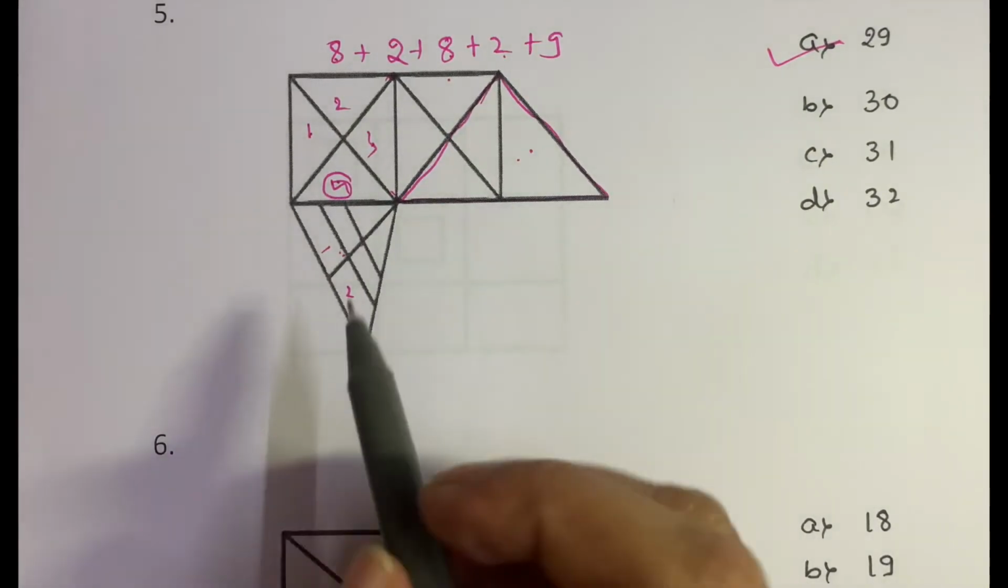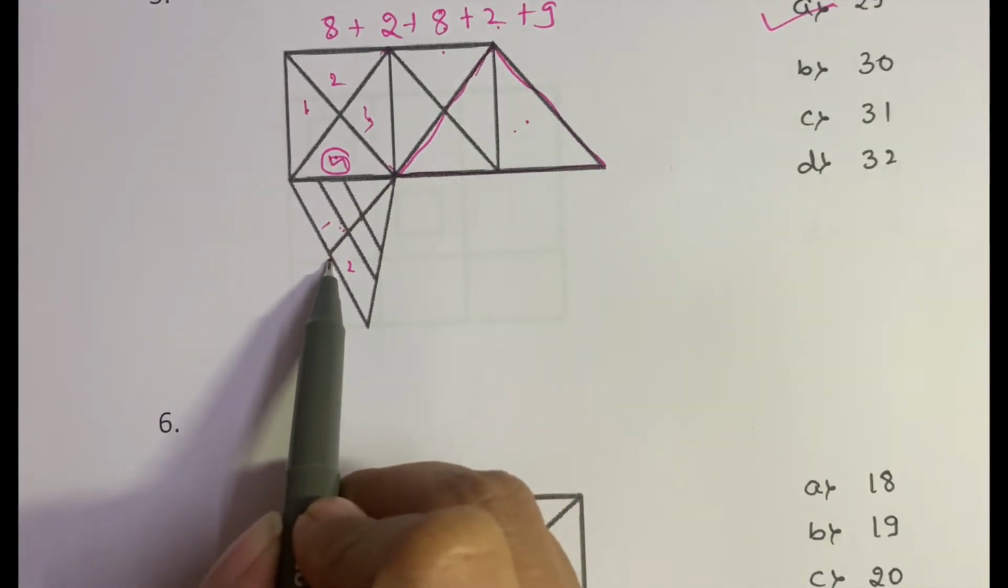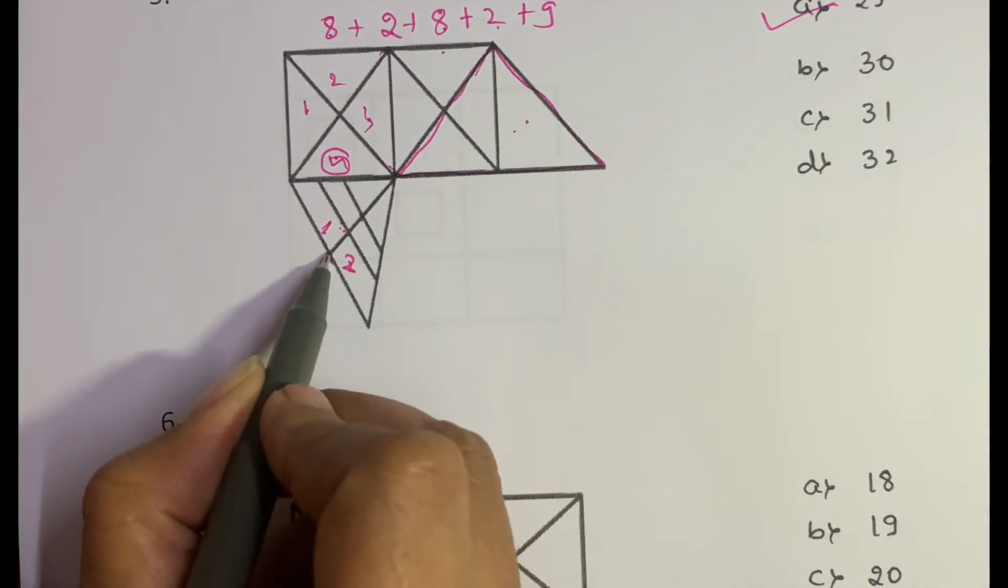If you know the tricks, then you can easily solve it. See, this is how we had counted this. If you remember those two tricks I had explained, 1 plus 2 is 3. How many horizontal lines?